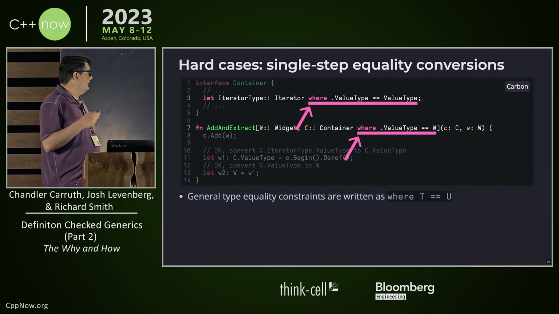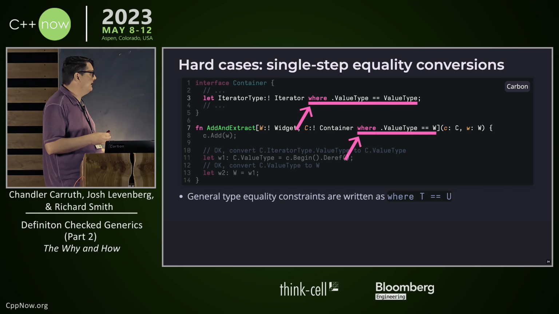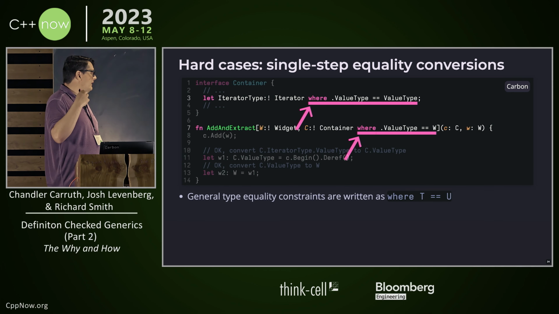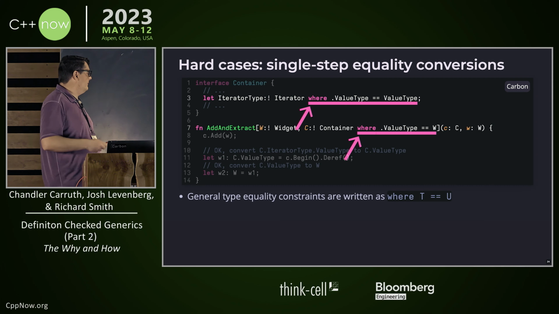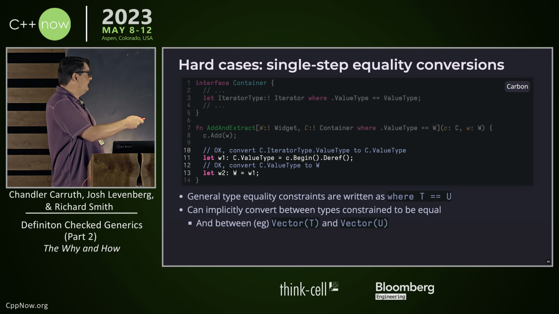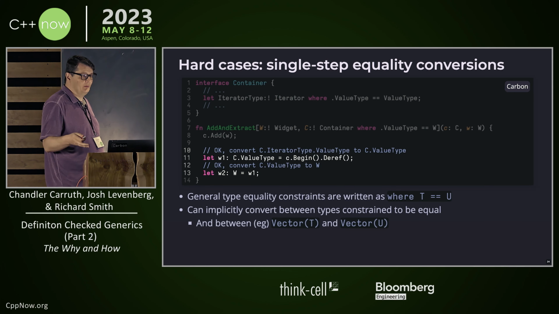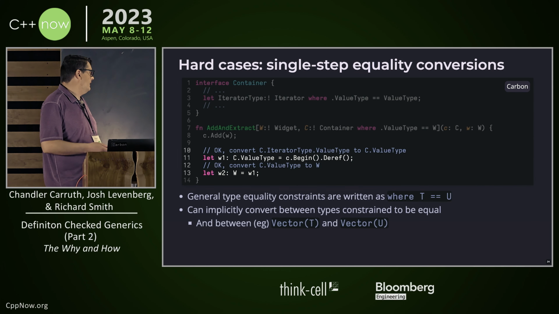And so what that means is the compiler will allow an implicit conversion between these two symbolic types, a no-op implicit conversion that won't generate any code or result in any runtime changes. It's just a change of the way that the compiler is thinking about the type. So for example, we can convert C.iterator type.value type to C.value type because we have an equality relationship there. And we can convert C.value type to W. We can do this in two steps, one for each equals constraint.